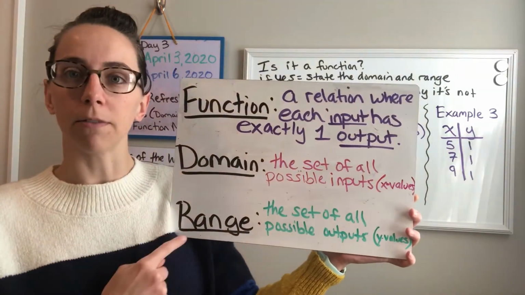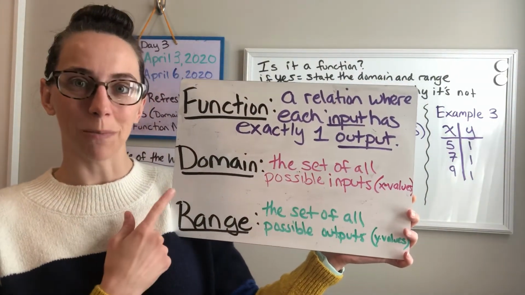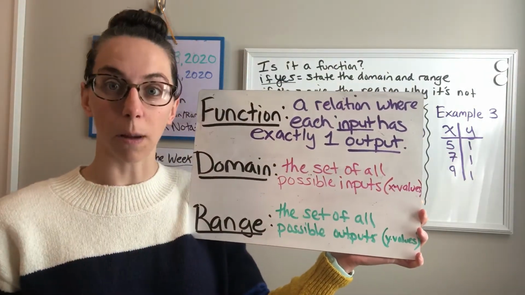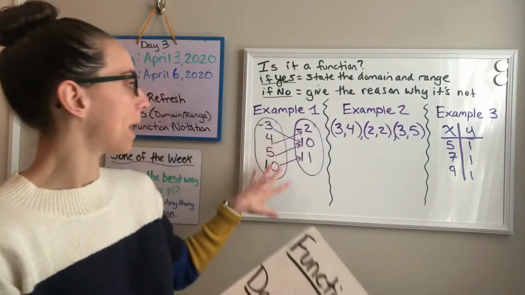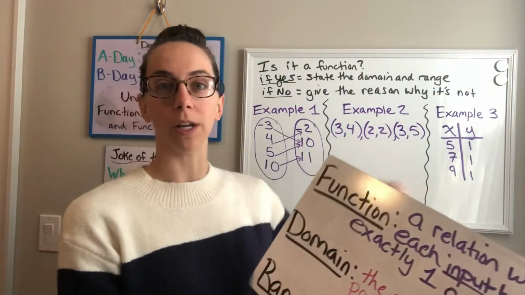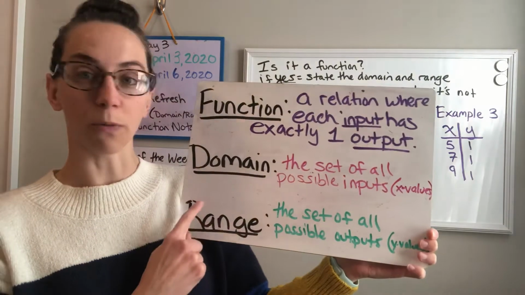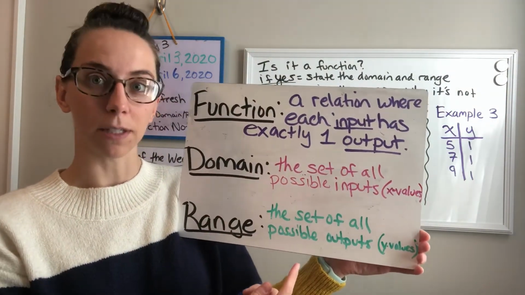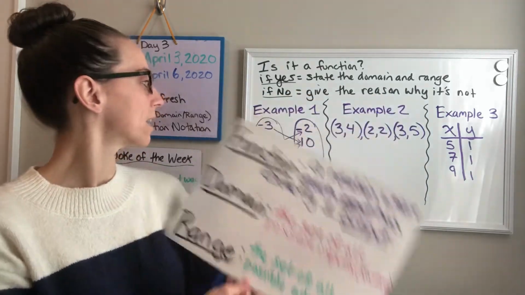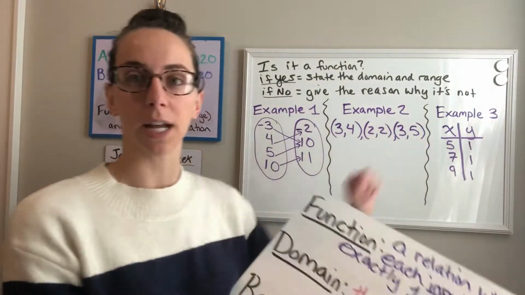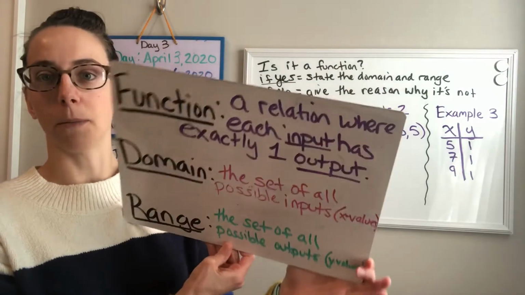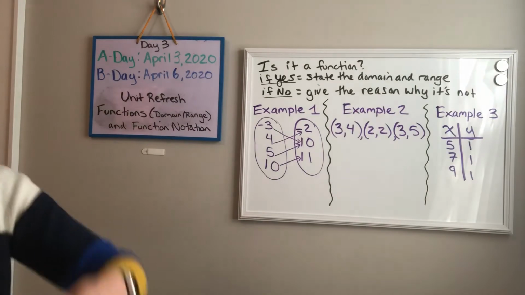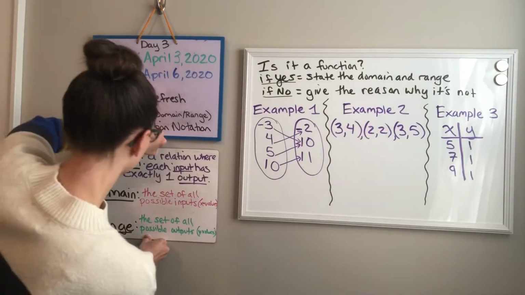2 other important definitions that we need to remember. Domain, that's the set of all possible inputs. That's the X value, the number that comes first, whether it's in a mapping, an ordered pair, or in a table. And then our range is similar to the domain, but it's the set of all of the possible outputs, all of the Y values. That's the second number in our mapping, in our ordered pairs, and in our table. So again, if you need to go back and pause this, please do so. I will hang them up on our interactive wall for us.